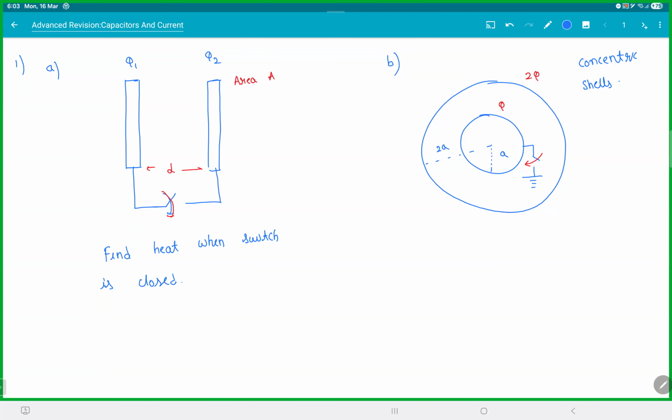I'll give another minute for both. They're not tough. If you've gone through the notes, you would have seen them. They're like standard ones. The first one is little. They both are based on Gauss law plus capacitors.